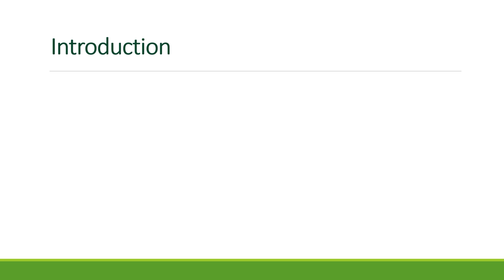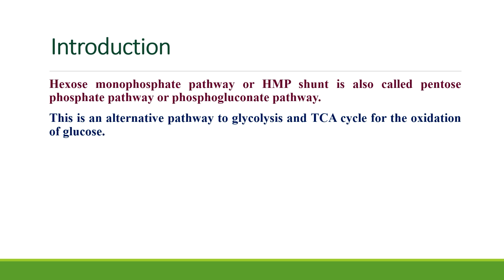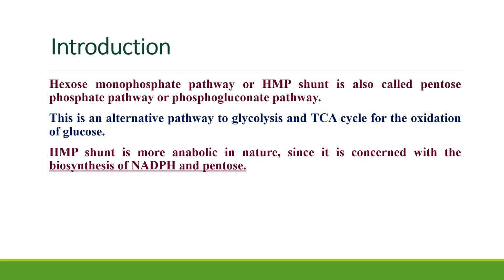Hexose monophosphate pathway or HMP shunt. It is also called as pentose phosphate pathway or phosphogluconate pathway. We see that this is an alternative pathway to glycolysis as well as the TCA cycle for the complete oxidation of glucose. And HMP shunt is more anabolic in nature because it is mainly concerned with the biosynthesis of NADPH and pentoses.